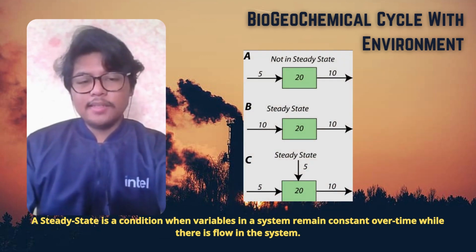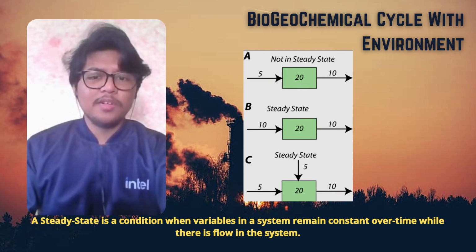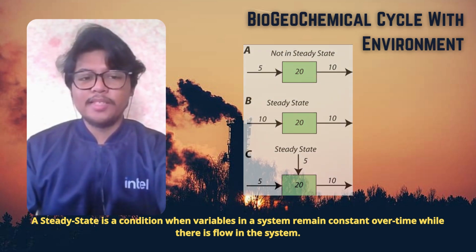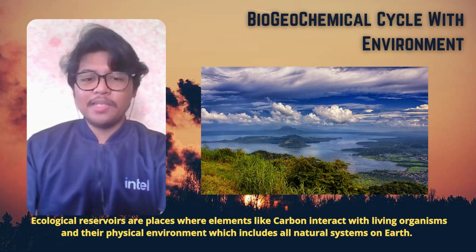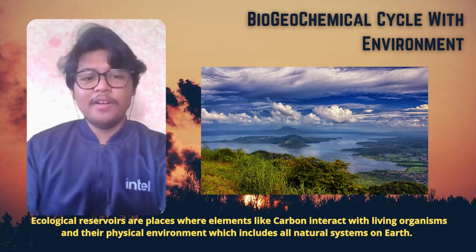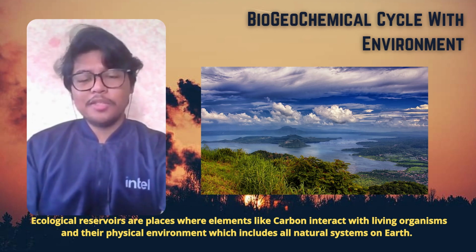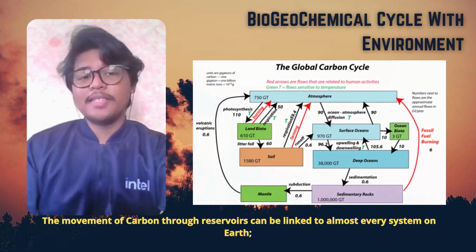A steady state is a condition when variables in a system remain constant over time while there is flow in the system. Ecological reservoirs are places where elements like carbon interact with living organisms and their physical environment, which includes all natural systems on Earth. The movement of carbon through reservoirs can be linked to almost every system on Earth.